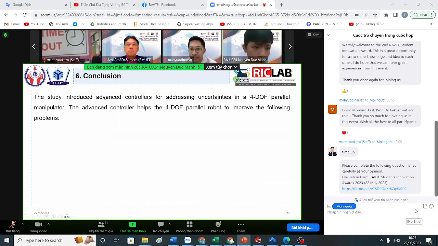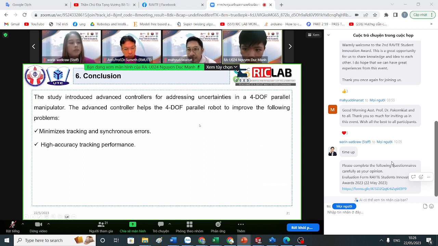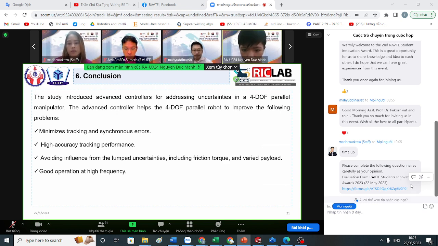Finally, the study introduces an advanced controller for racing constantly in four-DOF parallel robots. The advanced controller helps the parallel robots to improve the following problems: minimize tracking and synchronous errors, high accuracy tracking performance, avoiding influence from the lumped uncertainty, including friction, torque, and variable payloads, when operating at high frequency.